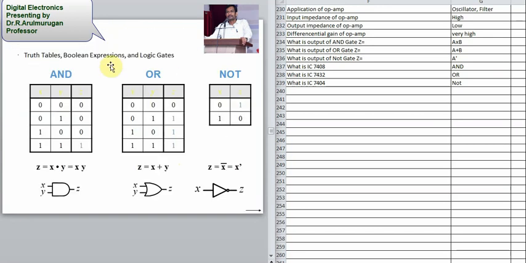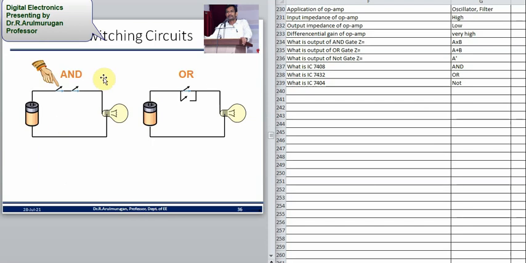We have already discussed the gates and truth tables, in a symbolic way. This is the AND gate. AND gate means two switches are connected in series. It is a symbolic representation of the AND gate.